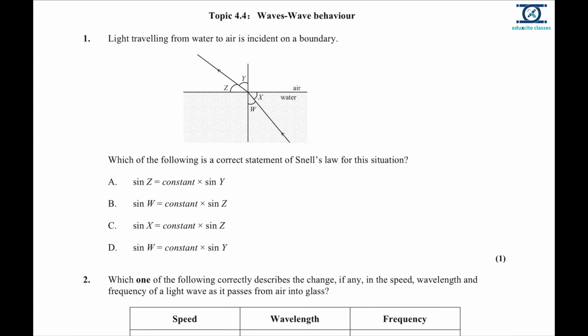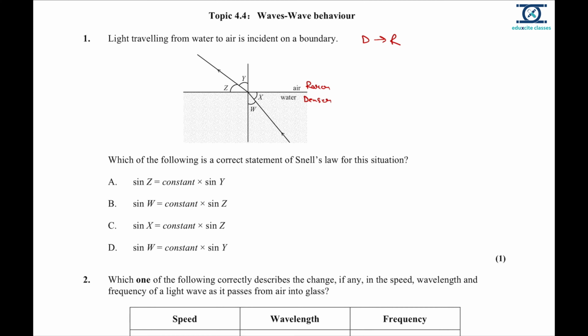The question says a light is traveling from water to air. So we know that water is denser as compared to air. So we can say the light is traveling from a denser to a rarer medium. This is your rarer. So denser to rarer. When a light is traveling from denser to rarer, it bends towards the normal.